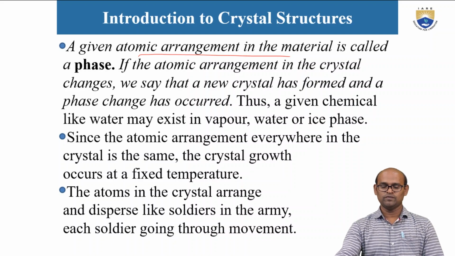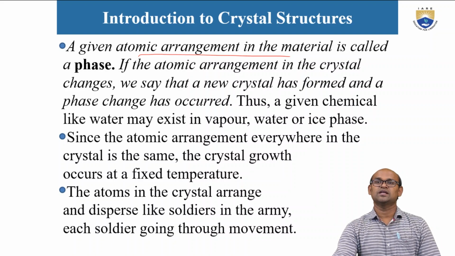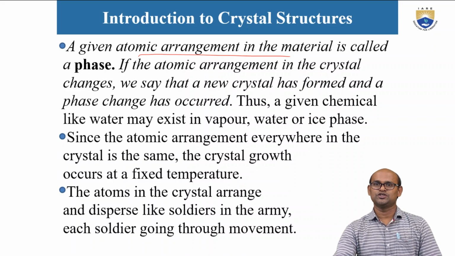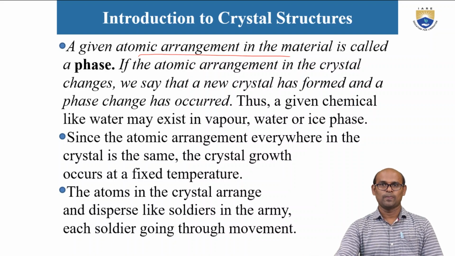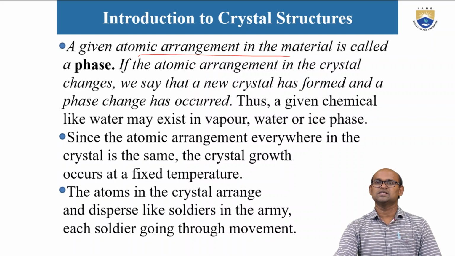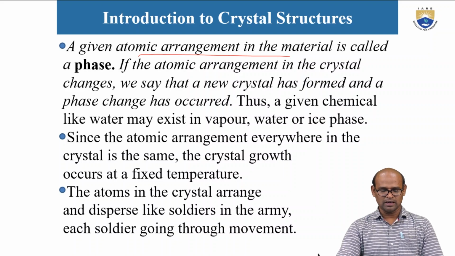Okay, so if the atomic arrangement in the crystal changes, we say that a new crystal has formed, and hence a phase change occurred. You have one kind of atomic arrangement initially. Now suppose we have applied pressure on this material, then the atomic arrangement changed. That means there is a change in phase, and a new crystal is formed because we have applied external force. Thus, a given chemical like water may exist in different phases, for example, vapor, water, and ice phases. Phase is nothing but a particular atomic arrangement.